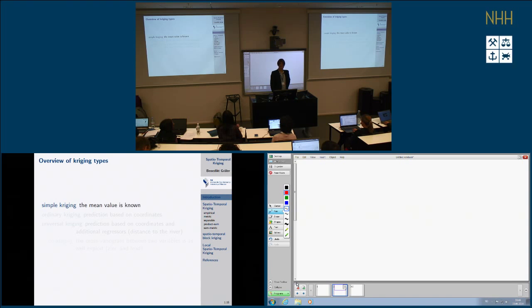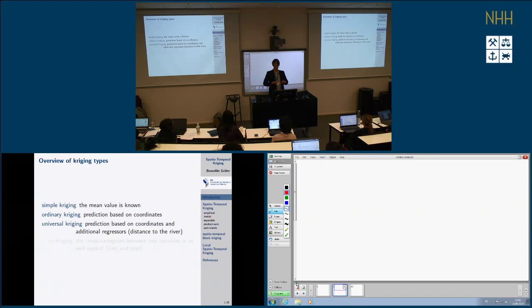As you might know, there are different Kriging types already in the spatial application. This is simple Kriging where you assume a mean value is known for some reason. Ordinary Kriging is what we just did in the slides before. We only use the coordinates that tell us about distance and dependencies. Universal Kriging, we use additional regressors such as distance to the river or elevation. So we build a more complex model.